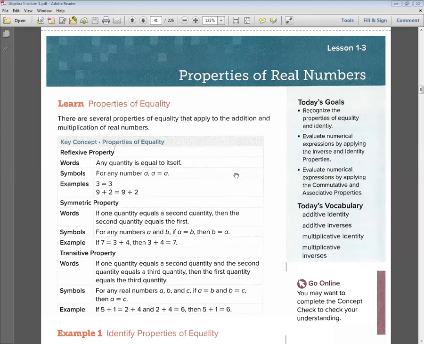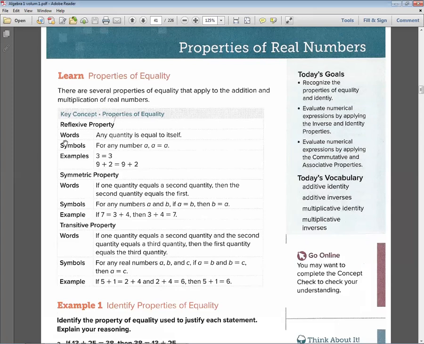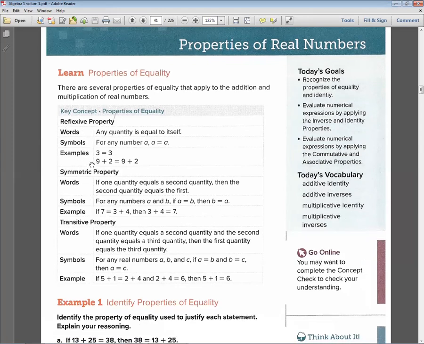Hello, guys. Once again, quick review on properties of real numbers, lesson 1-3. I told you before we have three important properties. First one is the reflexive property, and it means any number equals itself. For example, 3 equals 3. For example, 9 plus 2 equals 9 plus 2. Generally, we can say it's a equals a.